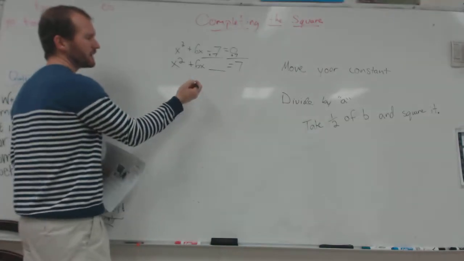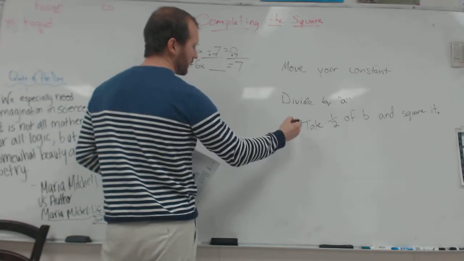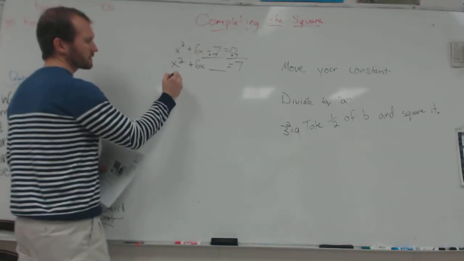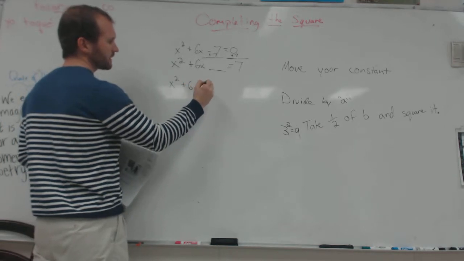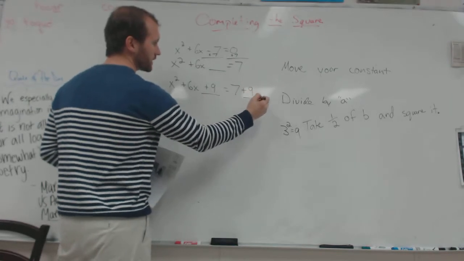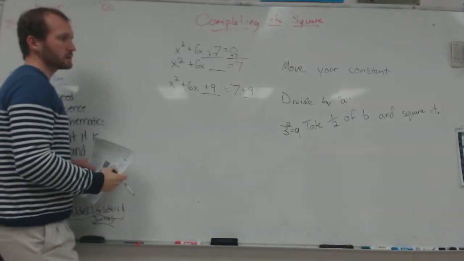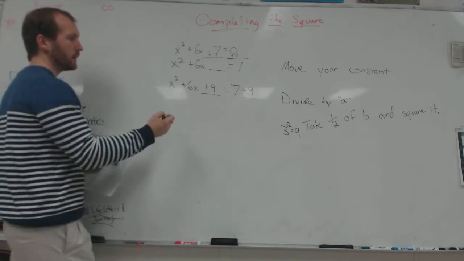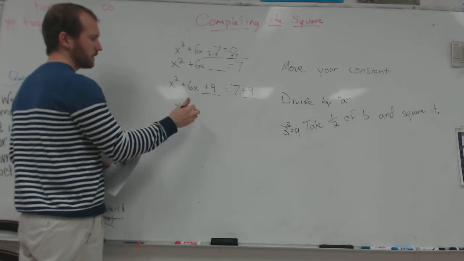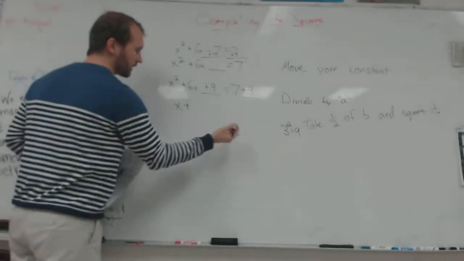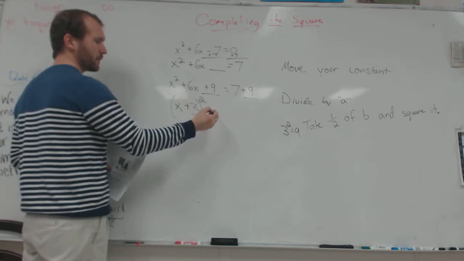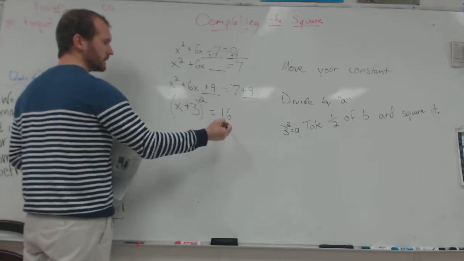I'm going to take half of 6, which is 3, and square it, which is 9. So I'm going to get x squared plus 6x plus 9 equals 7. Don't forget to add it to both sides. Equals 7 plus 9. Okay, now we've got x plus 3 squared as our factored form of this. 7 plus 9 is just 16.